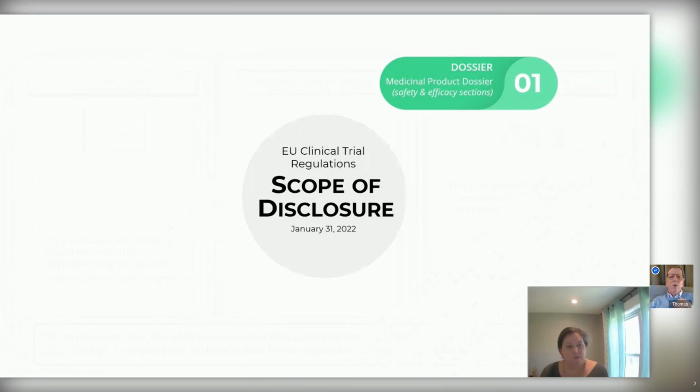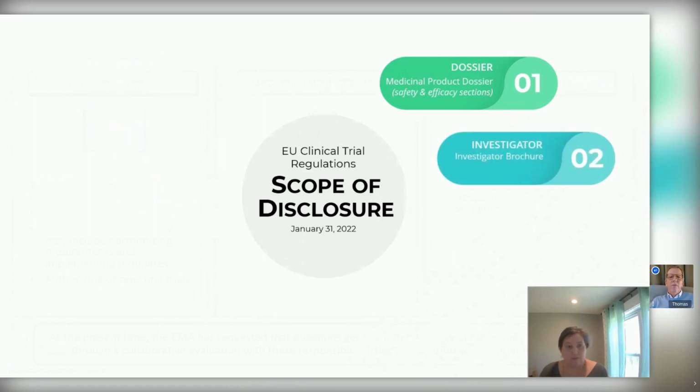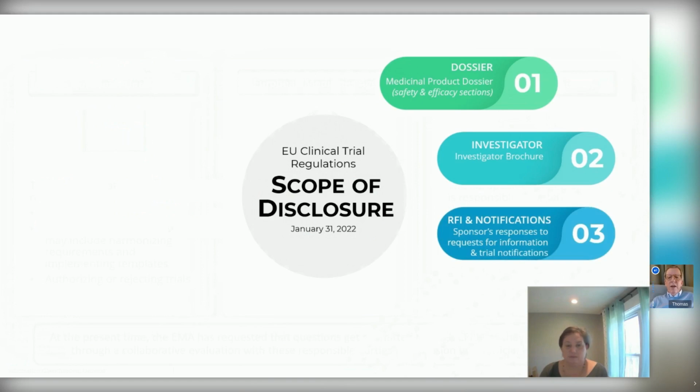But overall, what you're submitting is you're putting in the full dossiers being made publicly available. So the medicinal product dossier, safety and efficacy sections. The investigator brochure is put out into the public. The RFI notifications. So this is all of the information that flows between the sponsor responding to requests for information and trial notifications. Yeah, this is not something to take lightly. These are the communications that you're putting within CTIS. The anticipation is that these will be made public at some point in time.